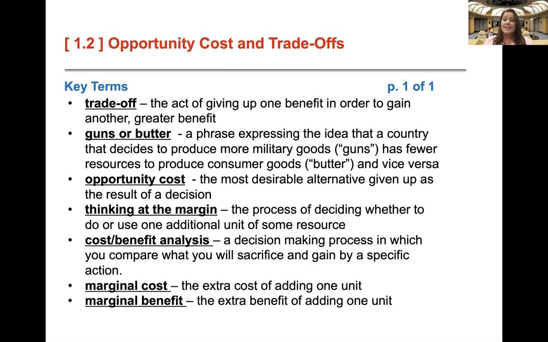Marginal cost. This is the cost of adding one additional unit. So let's go back to the pizza. Do I want another piece of pizza? Yes. How much is it going to cost for that one slice? $3. That's my marginal cost.